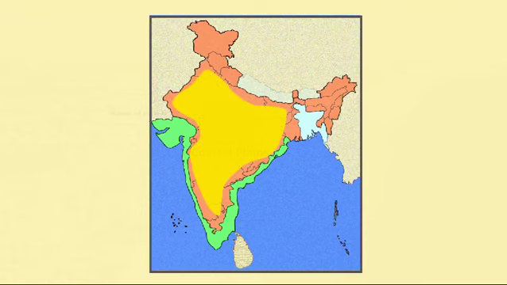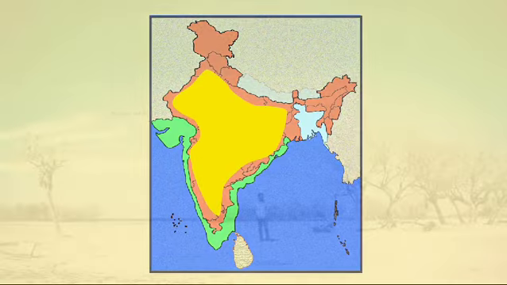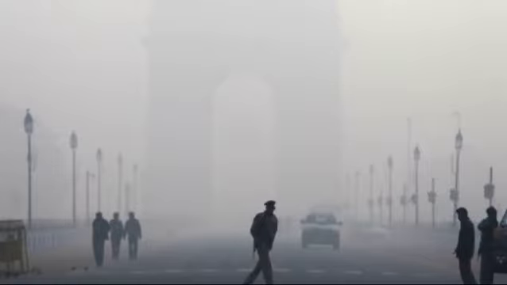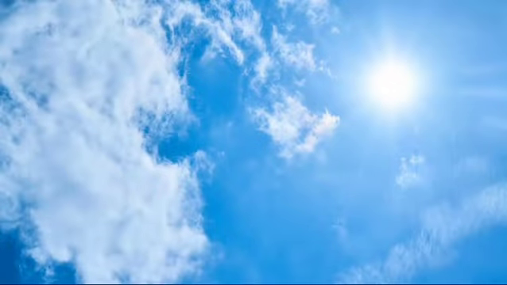As the distance from the sea increases, the moderating influence of the sea also decreases and the people experience extreme weather conditions. This is known as continentality. That is, it would be very hot during summer and very cold during winters. It would be very hot during day and cold during night.